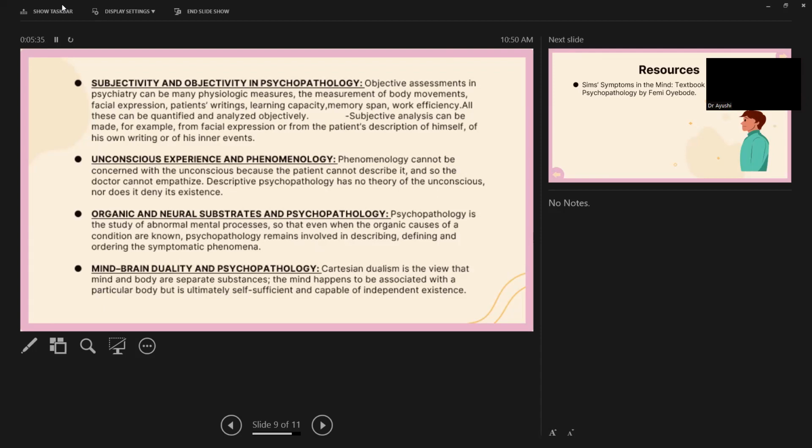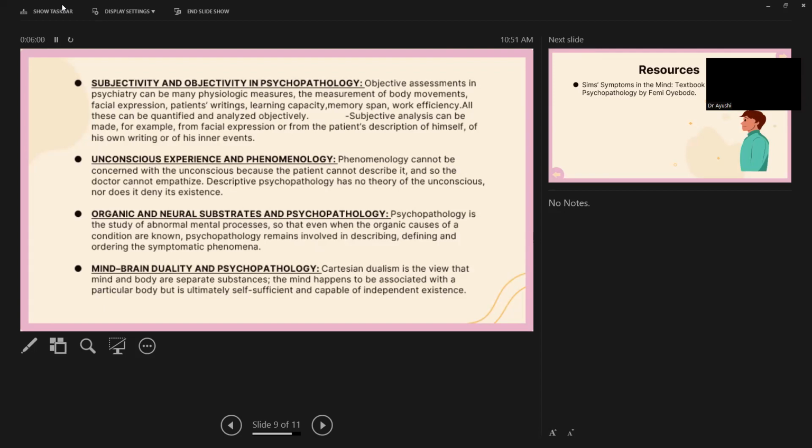Unconscious experience and phenomenology. Phenomenology cannot be concerned with the unconscious because the patient cannot describe it, so the doctor cannot empathize. Organic and neural substrate and psychopathology. Psychopathology is the study of mental process, so that even when the organic causes of the conditions are known, psychopathology remains involved in describing, defining, and ordering the symptomatic phenomena.